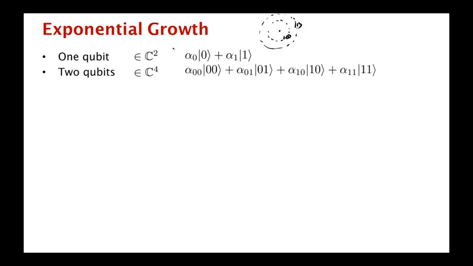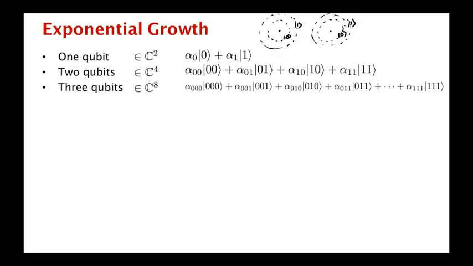Now, if we add one more qubit, so we have a two-qubit system. Classically, this could be in one of four states, 2 bits. The quantum state is a superposition over all these four states, so it's a unit vector in a four-dimensional complex vector space. Now we can keep going.